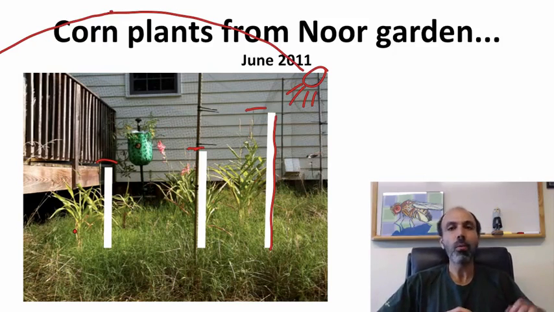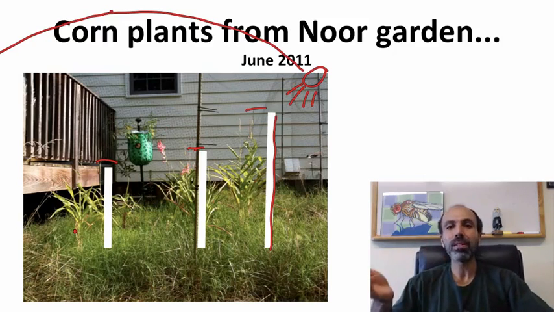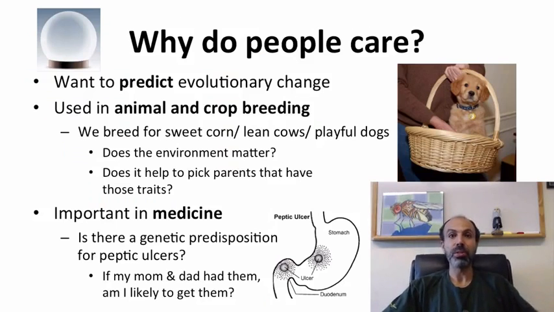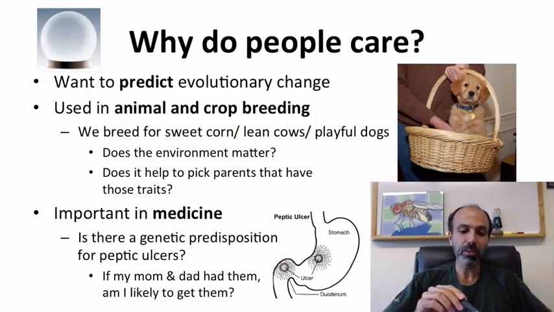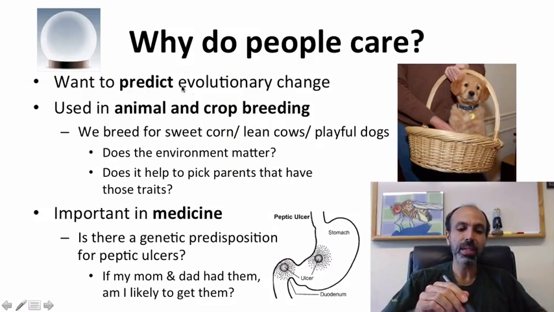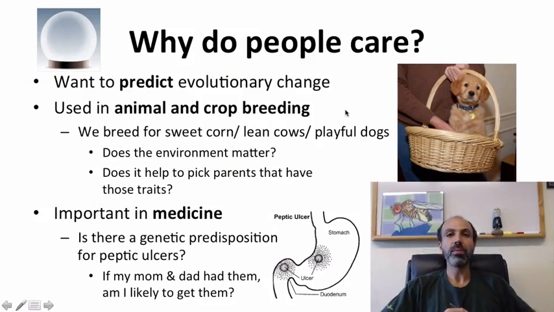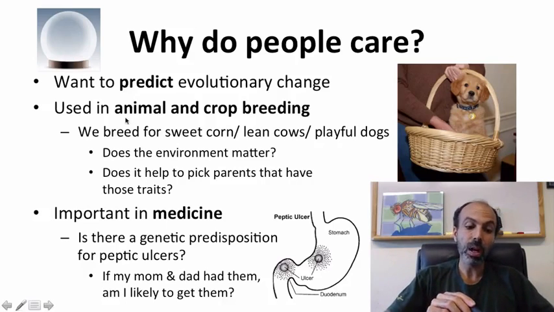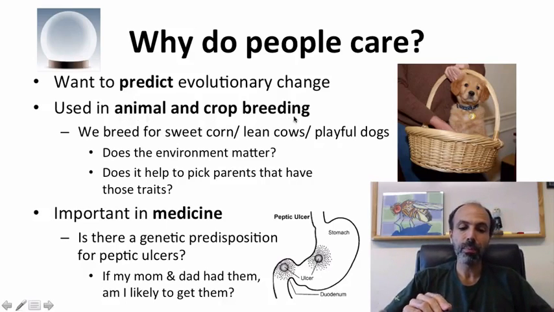And more fundamentally, why do people even care? Why do people want to quantify whether there's a genetic versus environmental component? Well, there's a lot of reasons. As you'll see later in the class, we want to be able to predict evolutionary change, right? And evolutionary change requires that there's some sort of genetic component. You can't have natural selection or evolution by natural selection unless there is some hereditary basis to the traits that are being selected. Okay? This is often also used in animal and crop breeding.